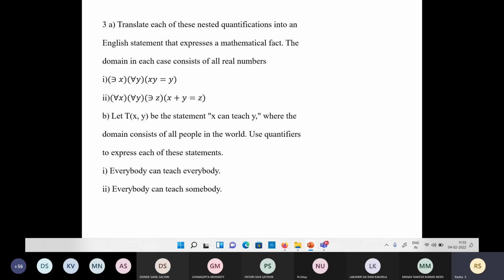Translate each of these nested quantifications into an English statement that expresses a mathematical fact. The domain in each case consists of all real numbers. So they specifically said all values of x and y are real values, right? Okay, so can you please read out that first statement?